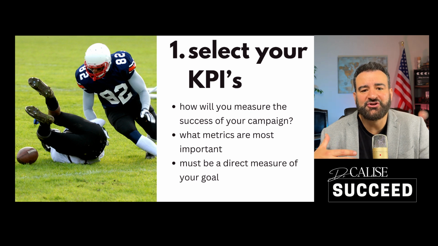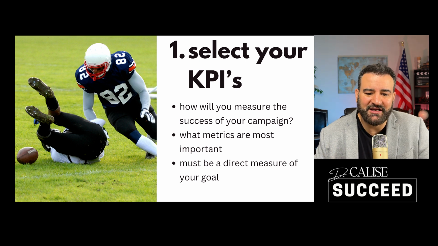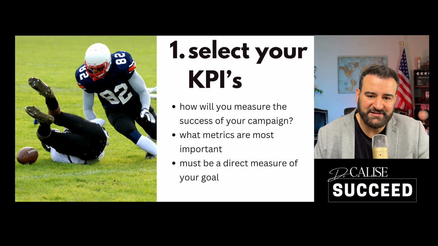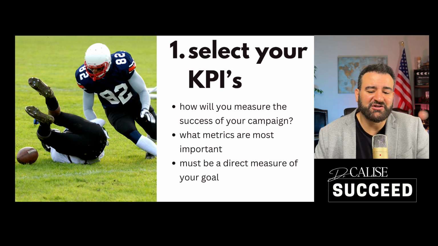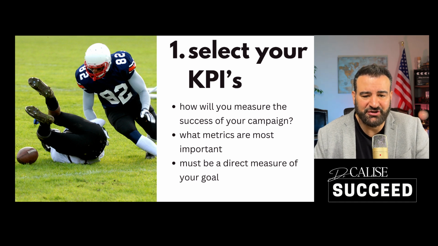Now, what is your task? What are you supposed to do in this stage, all right? So number one, you have to select your KPIs. How will you measure the success of this campaign? What will determine how successful this campaign is? What are those key metrics that you need to decide on that will tell you if this campaign was successful or not? Write them down. All right. Next, what metrics are most important to you? And then finally, it has to be a direct measurement of your goal.